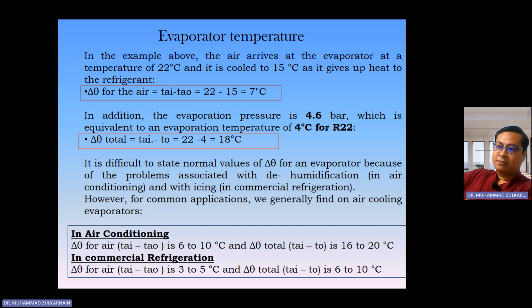It's difficult to state the normal values of the delta theta for an evaporator because of the problems associated with dehumidification, in air conditioning, and with icing in commercial refrigeration. So this difference is because of dehumidification.